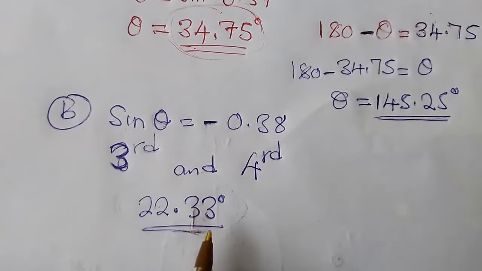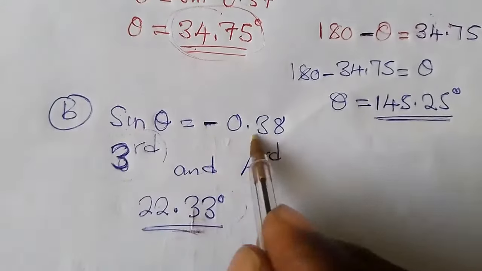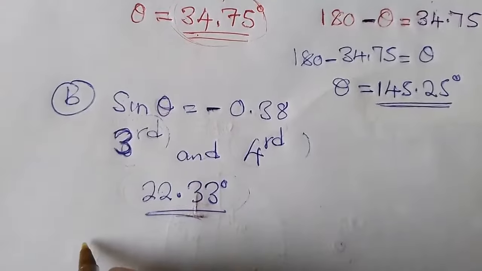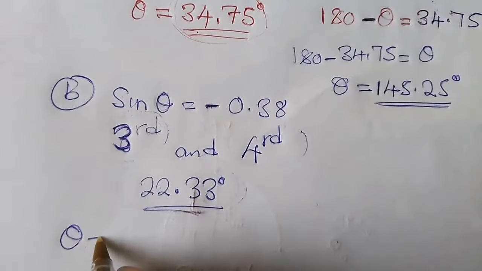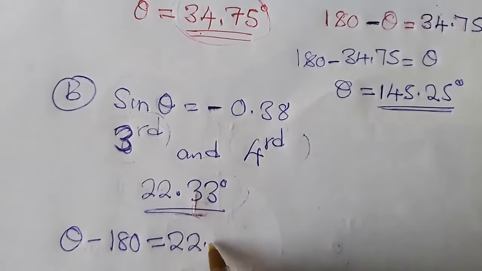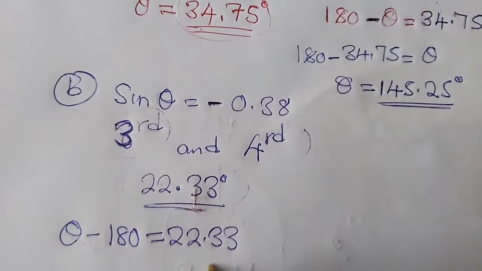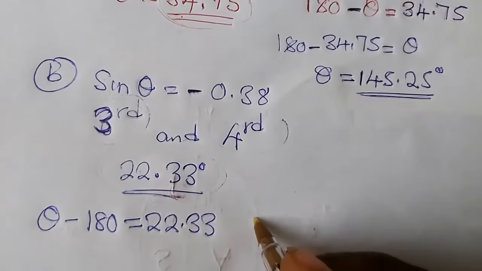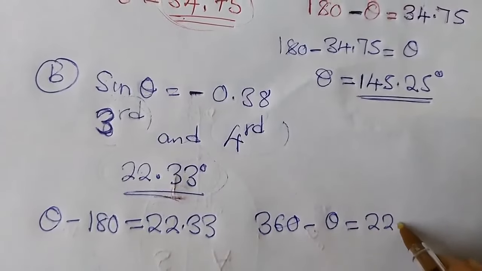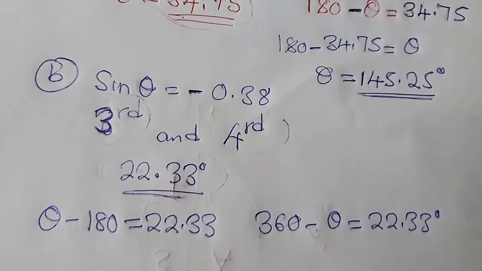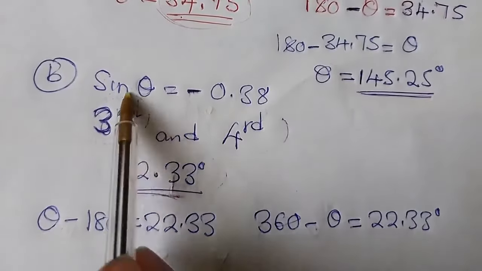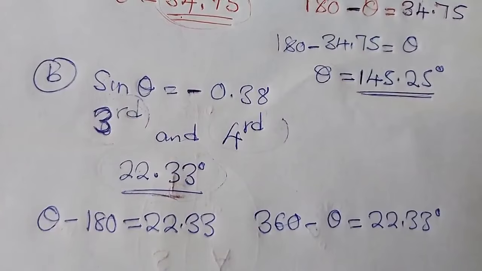So my answers are lying in the third quadrant and fourth quadrant. How do I work this out? I know that for the third quadrant, it's theta minus 180, which is equal to this answer, 22.33. And in the fourth quadrant, I know that it is 360 minus theta, which is equal to 22.33. Have you seen? Once you know the quadrant where it is lying, everything will be easy.